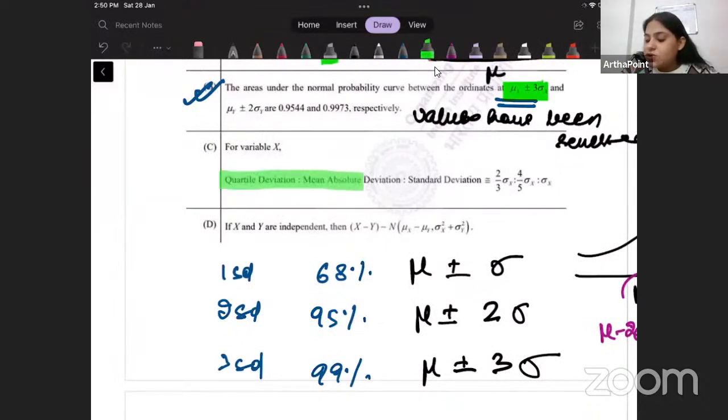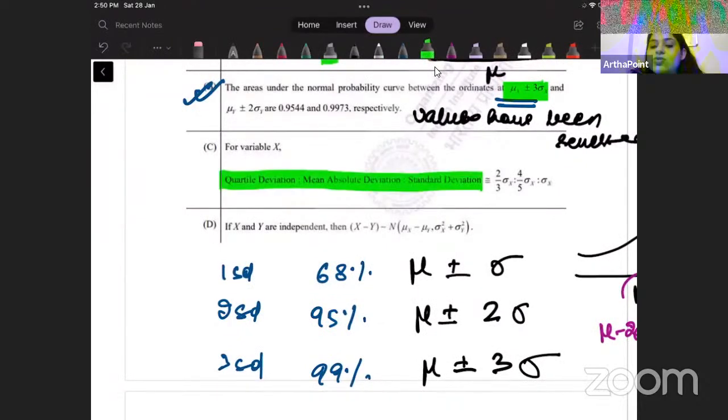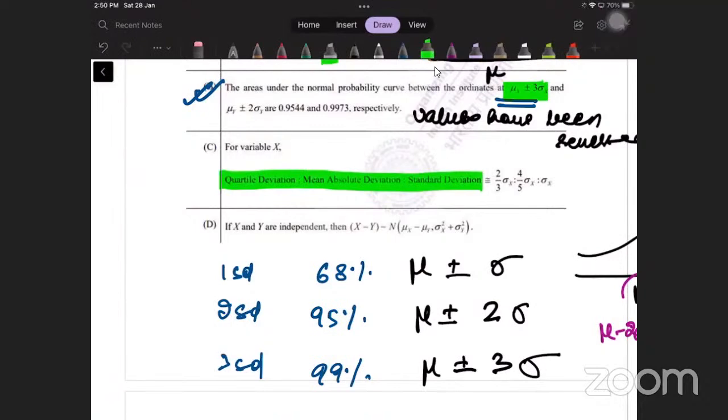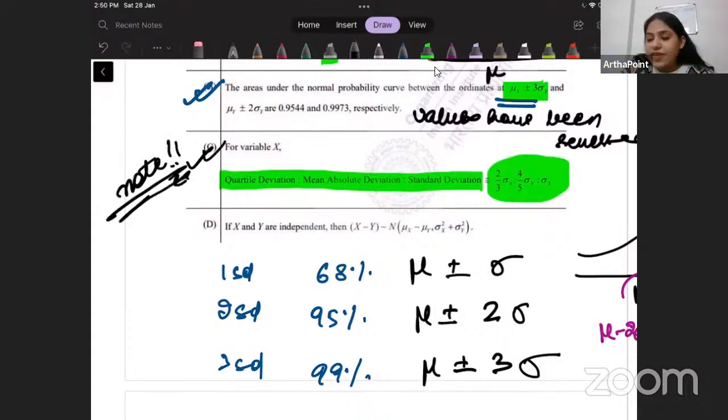Okay, quartile deviation to mean absolute deviation to standard deviation. Again, this is a given property. It is 2/3 is to 4/5 is to sigma. This is correct. And please make note of all these properties. If X and Y are independent, then this is the normal distribution.